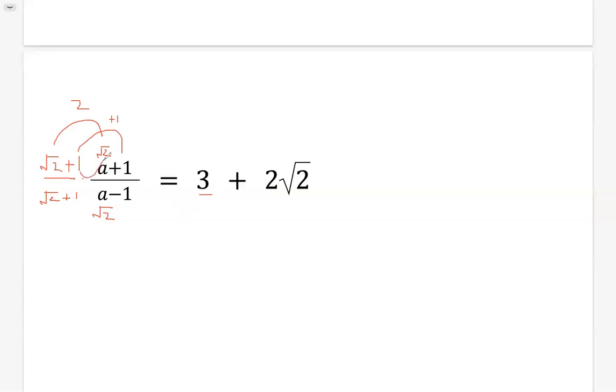And then we have 1 times radical 2, or radical 2 times 1. That actually is a square root 2 plus 1 squared, right? Well, radical 2 plus radical 2, that's 2 radical 2, right? So that's it. So a equals radical 2.